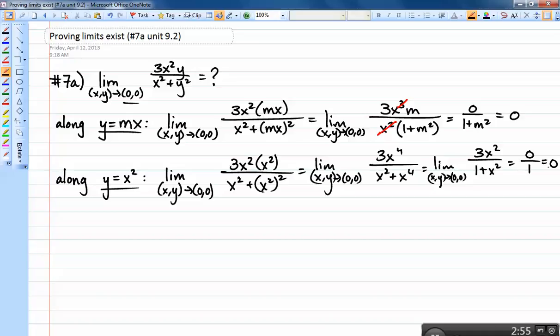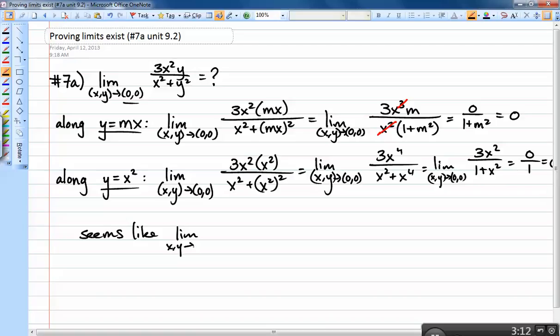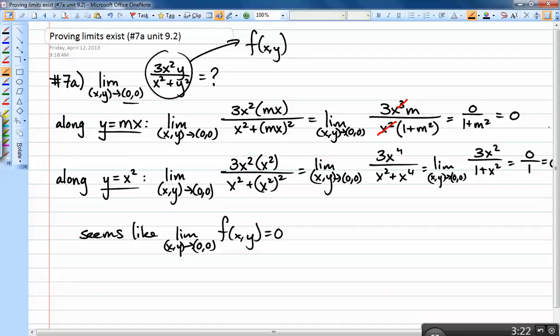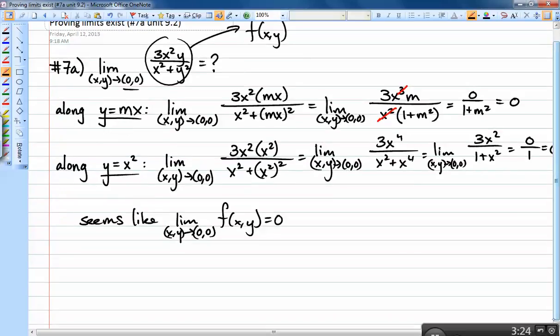Okay, so they both go to 0. At this point, you can probably guess that it's going to turn into 0. You can analyze a graph to see that it looks like 0. So I'm going to say here, it seems like the limit as (x,y) goes to 0, 0 of, and I'll call this thing here f of (x,y), equals 0. So now comes the hard part, which is proving that.